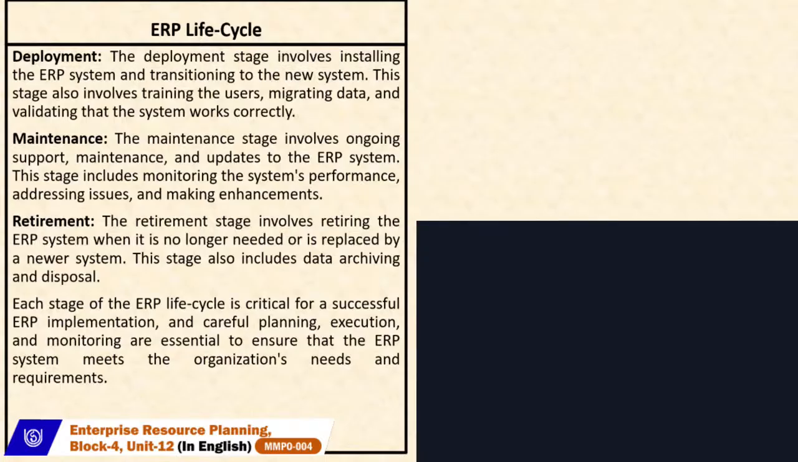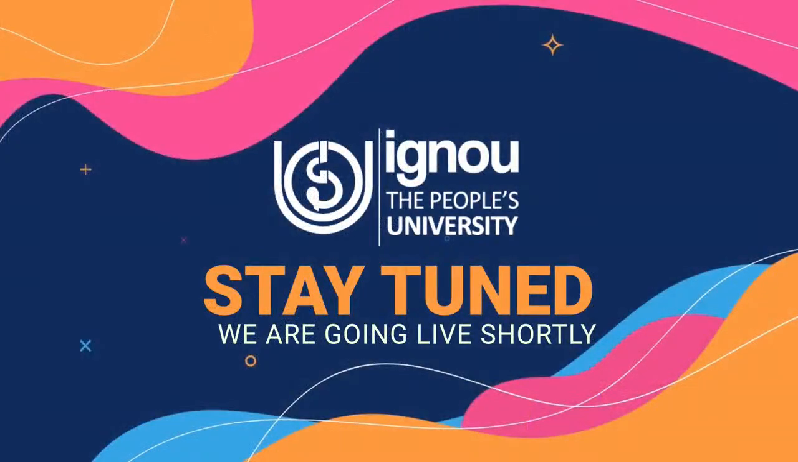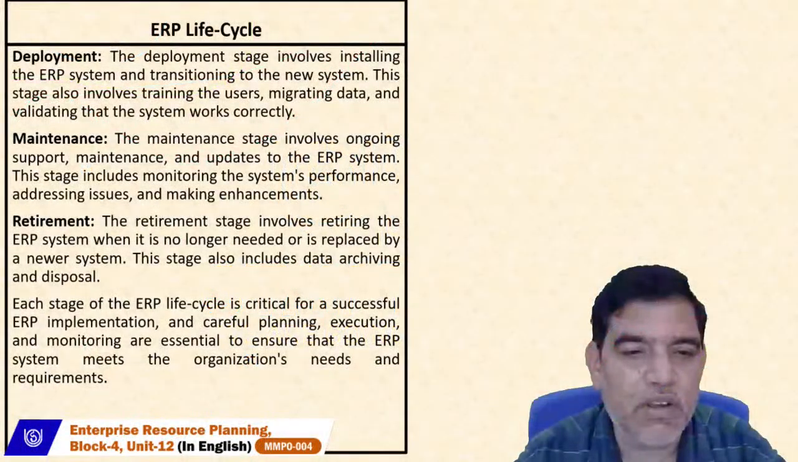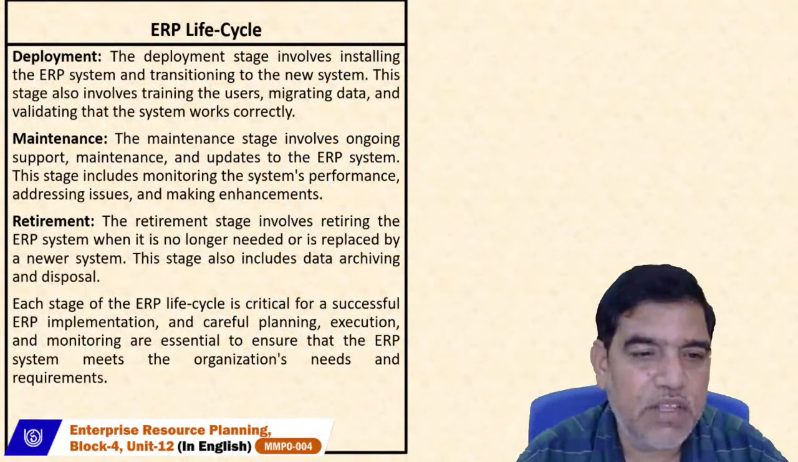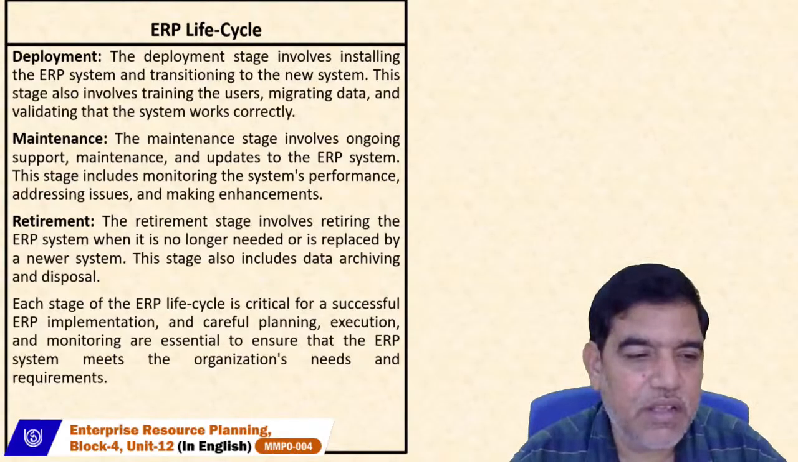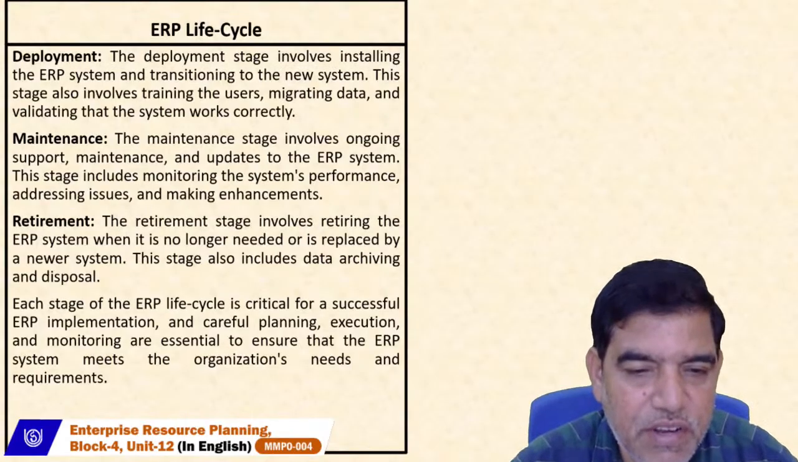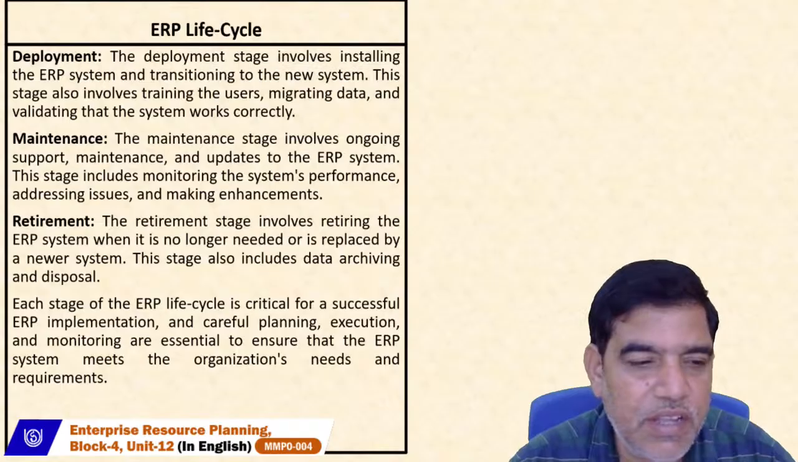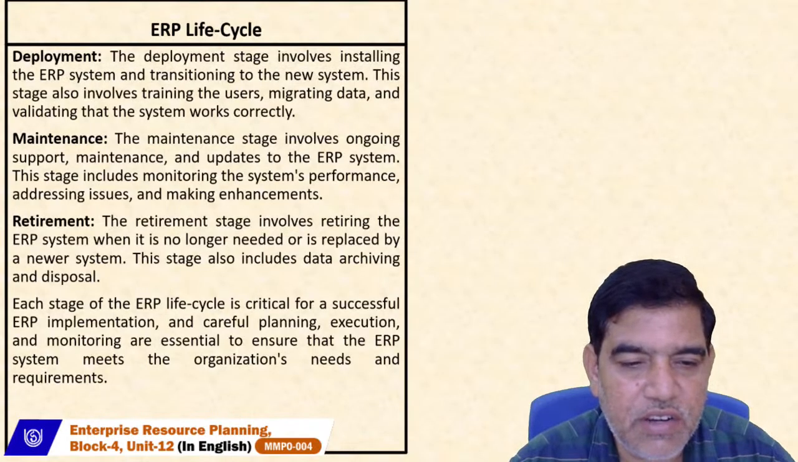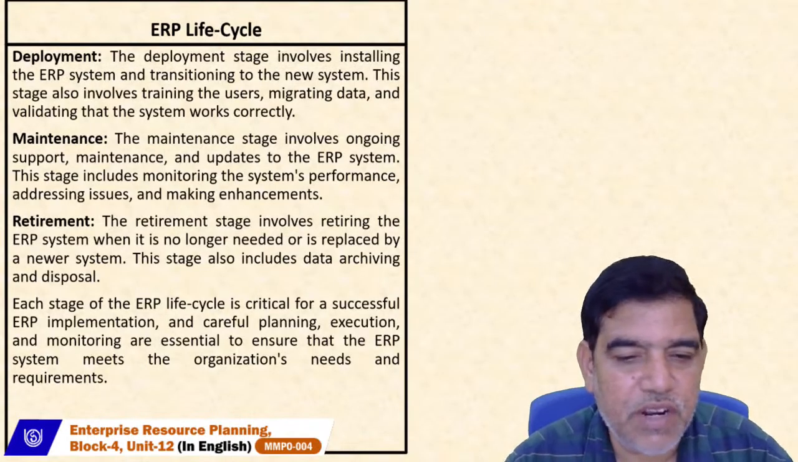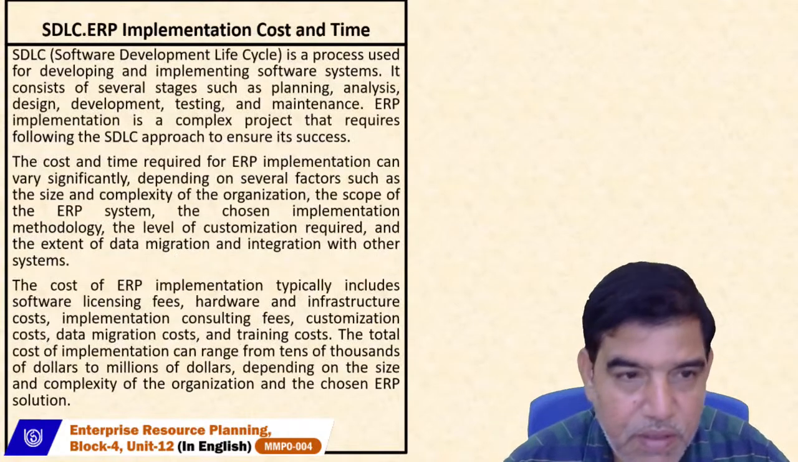Check the performance and address the issues. Retirement is when the system is no longer needed or is replaced by a newer system. Each stage of the ERP lifecycle is critical for a successful ERP implementation. Careful planning, execution, and monitoring are essential to ensure that the ERP system meets the organization's needs and requirements.